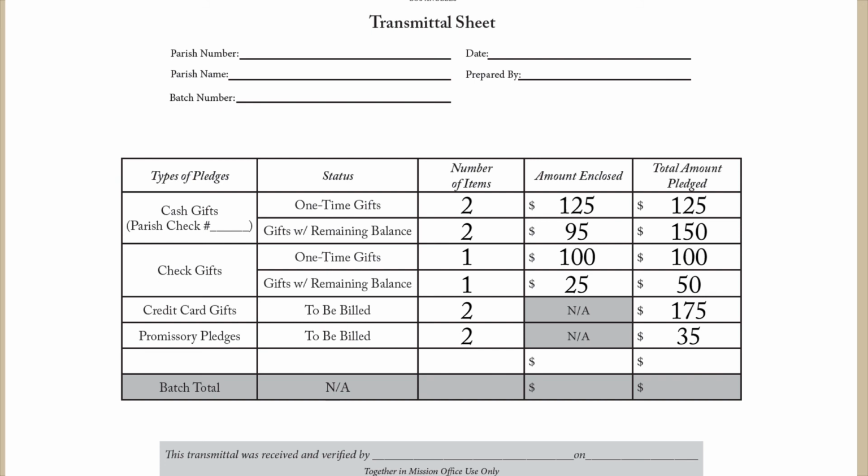Notice that you cannot put any amount for amount enclosed, given that these, by their very nature, would not have any amount of money or other form of payment included. Once you have completely filled out all the categories, you can start to total them by the column.